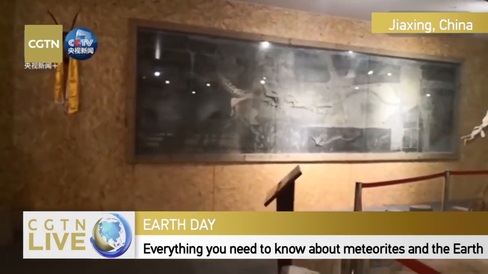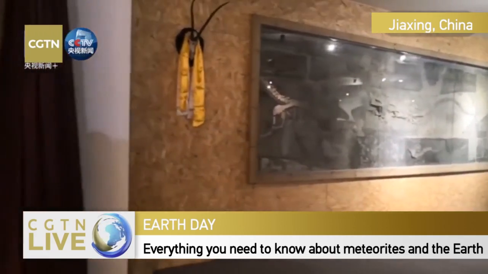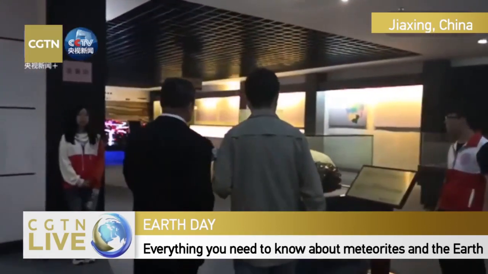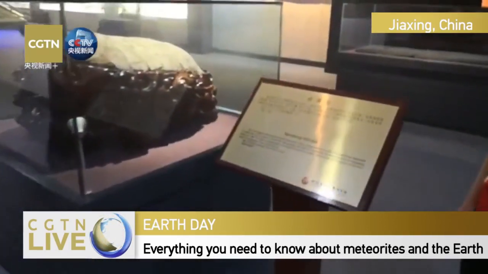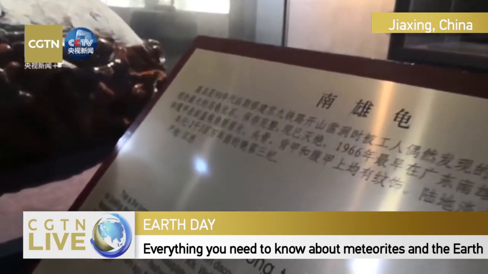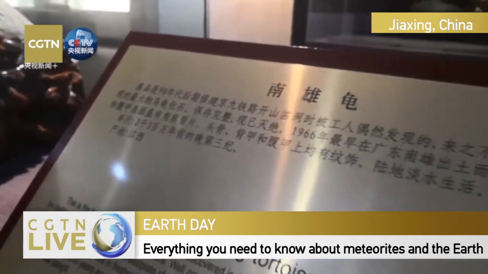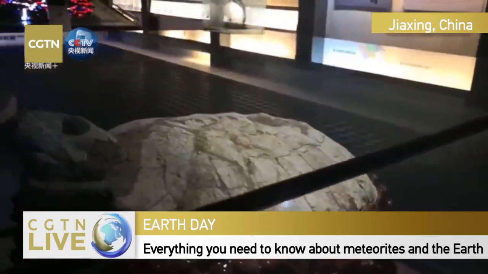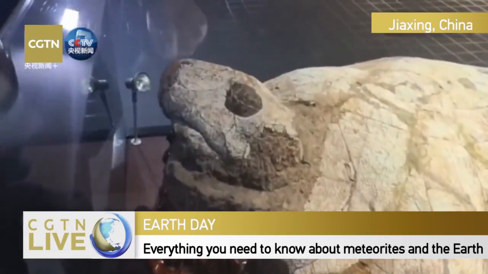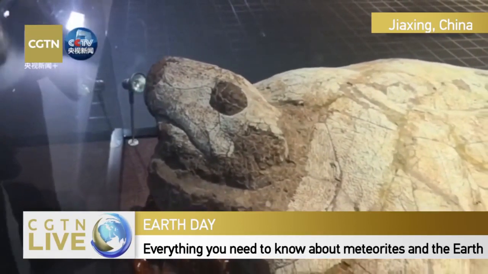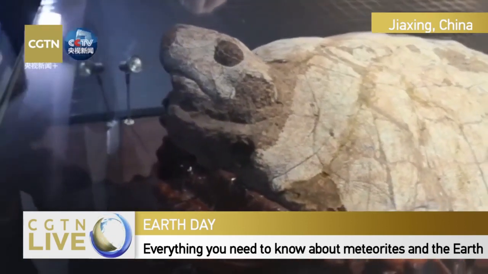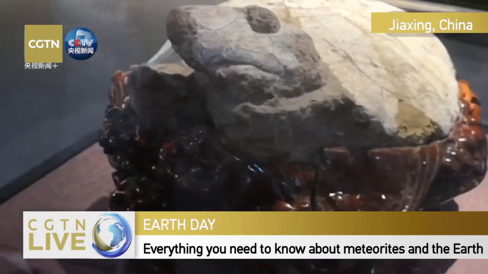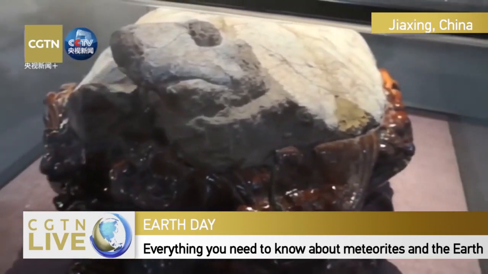At this exhibition hall, we can see a lot of fossils. This is a fossil of a turtle. This is what we call a Nanxiong turtle. The tortoise is very well preserved. You can see the head of the tortoise very clearly. So how do we prove that it has its head out?